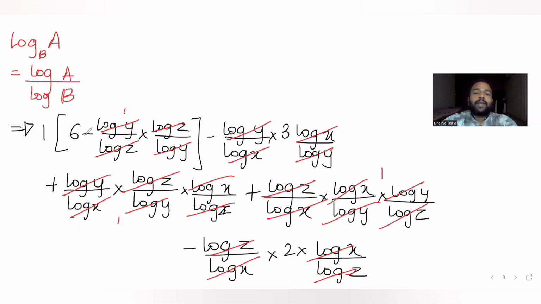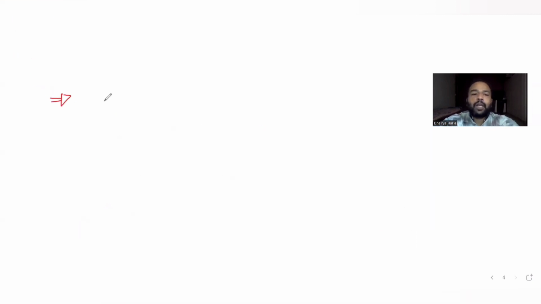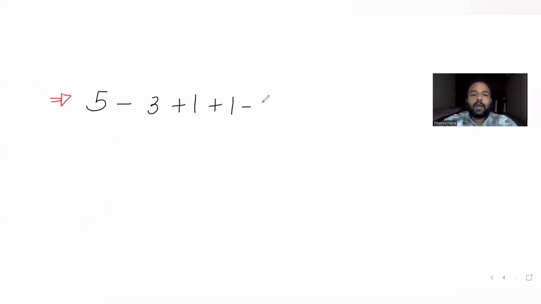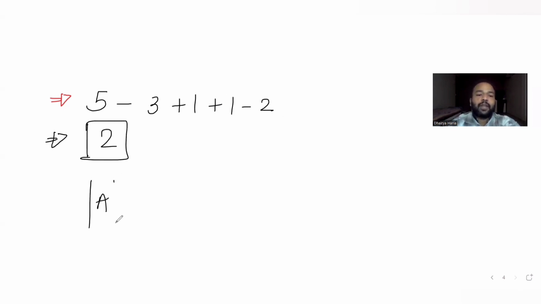So you get the value of the entire determinant as 1 times (6 minus 1), so 1 times 5, that is 5, minus 3 plus 1, plus 1 minus 2. So you get 5 minus 5, 0, and plus 2. So you get the answer for the determinant of A as 2.